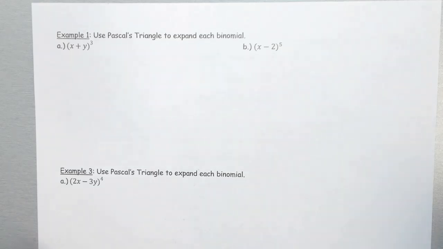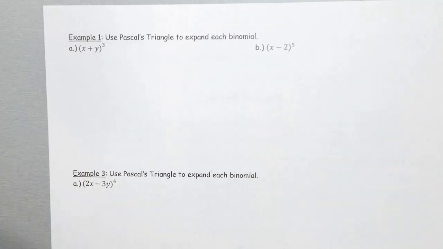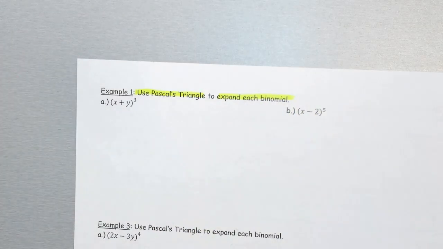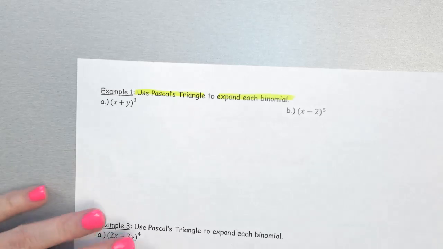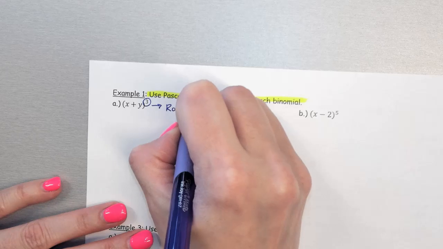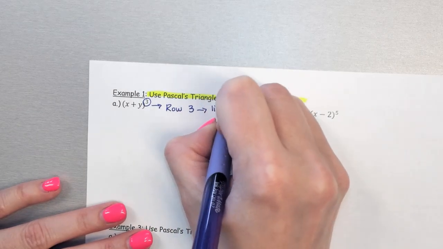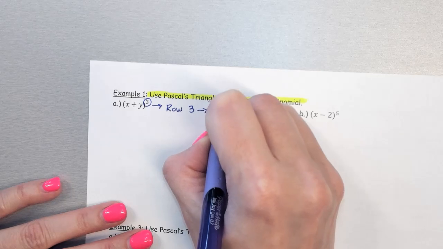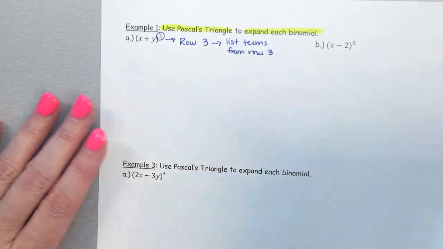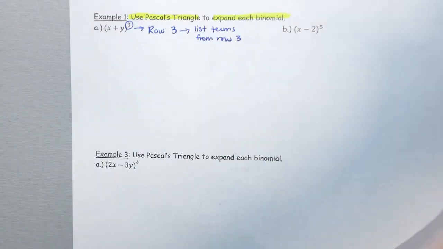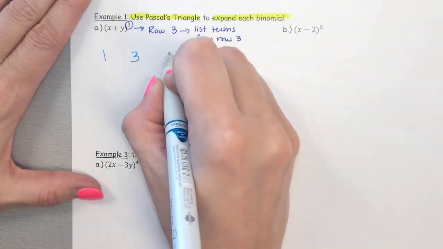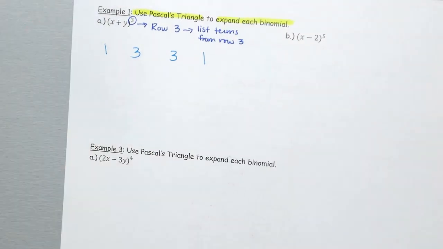So we are going to use Pascal's triangle today to expand each binomial. All right, so all you have to do is look at the row number. So if it's x plus y to the third, okay, you are going to go to row 3 and you are going to list the terms from row 3. Okay, so in row 3 we have 1, 3, 3, 1. Again, I want you to give yourself a nice deal of space here. 1, 3, 3, 1. Don't scrunch them together.